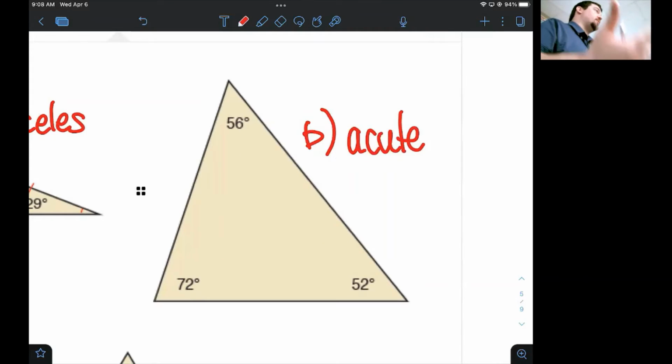So let's go to the side classification. Scalene, isosceles, or equilateral. Does it look like any of the angles are the same? So none of the sides will be the same. What do we call a triangle that has no congruent sides? Jude? Scalene. This one's acute, scalene.